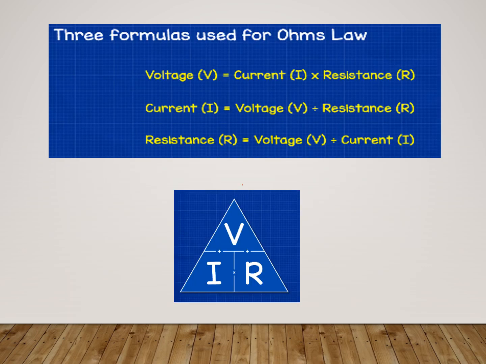Ohm's law can be written with the formula V is equal to I into R. It can be split into three formulas also. Voltage is equal to current into resistance, current is equal to voltage divided by resistance, and resistance is equal to voltage divided by current. The unit of voltage is volt, the unit of current is amps, and the unit of resistance is ohm.